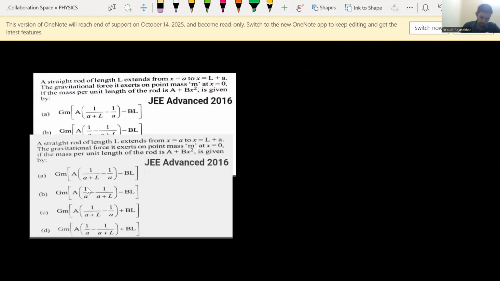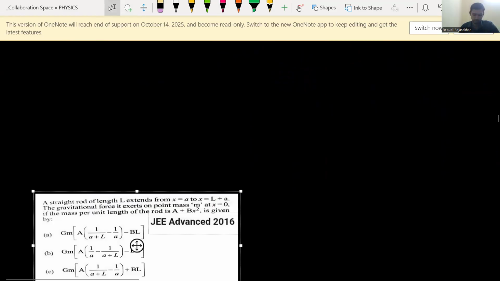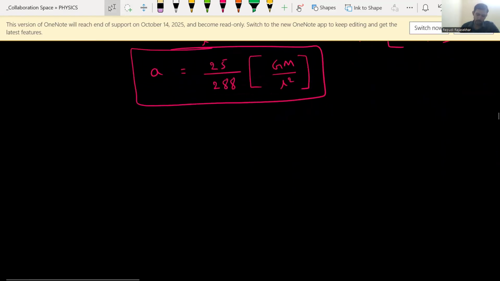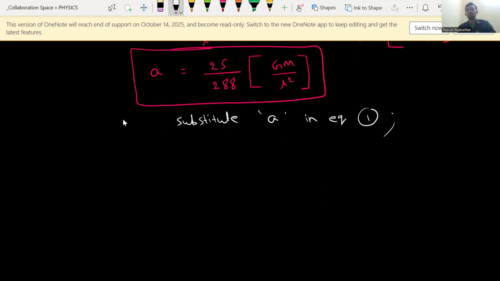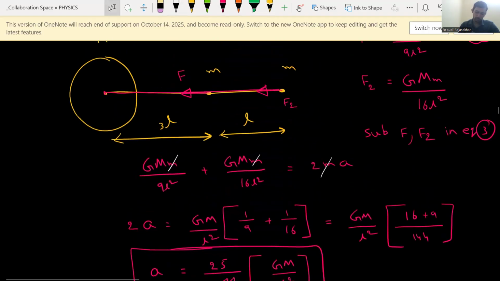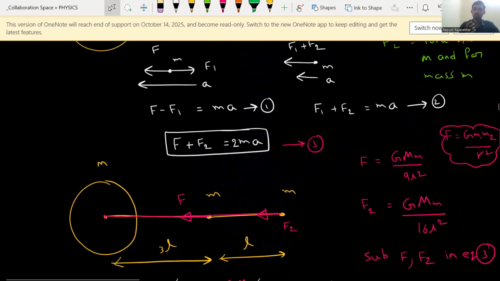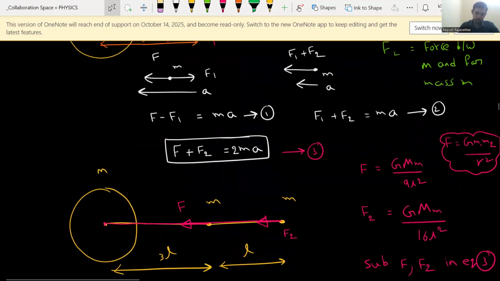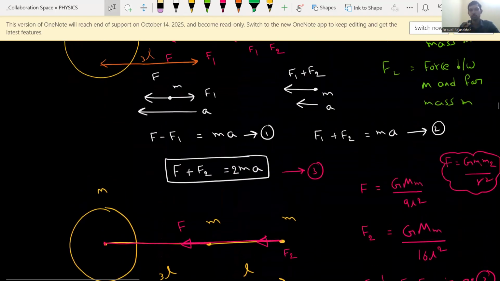थोड़ा सा नीचे शिफ्ट करेंगे हम, ठीक है. So acceleration we got, substitute acceleration A in equation number 1. We need to substitute this acceleration in equation number 1. So what is equation number 1? First of all, equation number 1 we have to see. Then we need to identify in equation number 1 what is the F value, what is the F1 value, what is the distance between the particles.